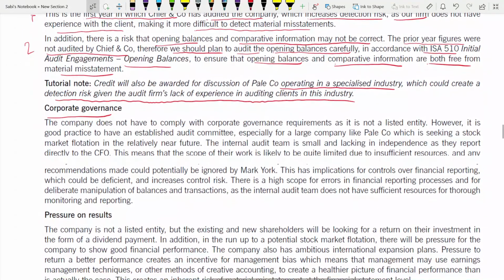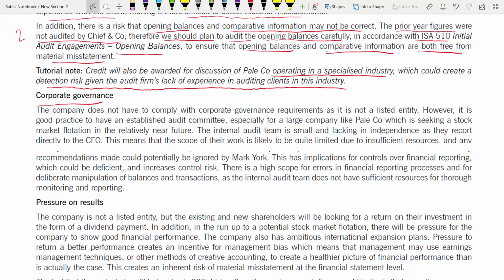You'll be given marks. Corporate governance, the second type of audit risk, because they don't have an audit committee. So the company does not have to comply with corporate governance requirements as it is not a listed entity, right? If it's not listed, they don't have to comply. However, it is good practice to have an established audit committee, even though you're not required, especially for a large company like Bale Company. And it is also important that they have an audit committee. Why? Because in 2 years' time, they are going to seek stock exchange listing.